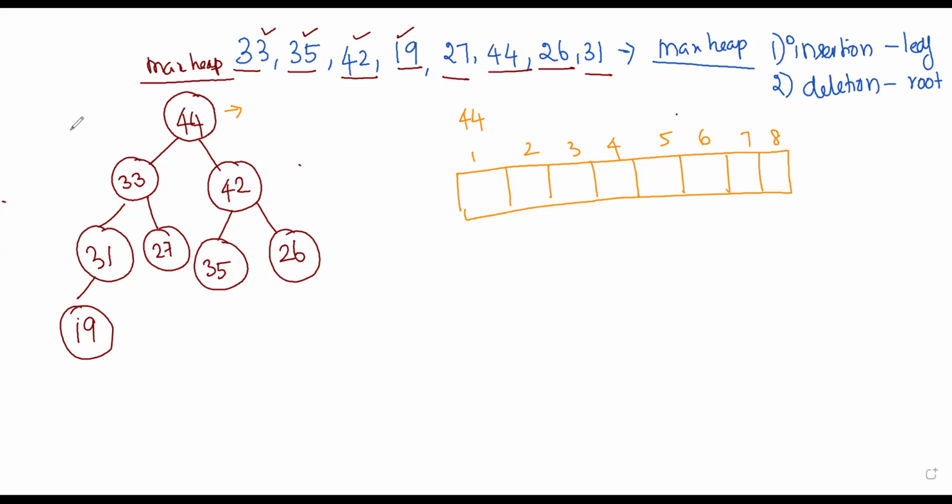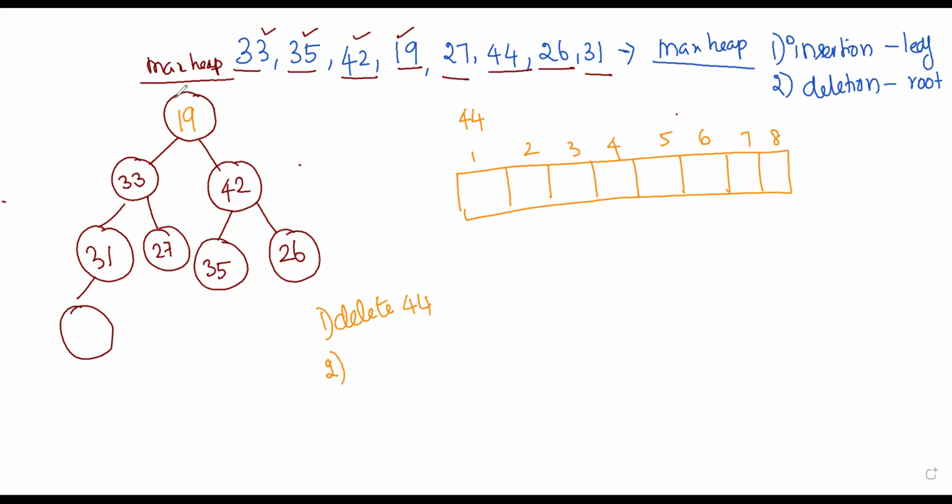So 44 is the first node to be deleted. If I delete this, what happens? The lowest element in the last position will replace it. So I deleted 44. 44 was here, and I have inserted the last element with it. So 19 will reach its position. Now check the max heap property. So the first element deleted is 44.